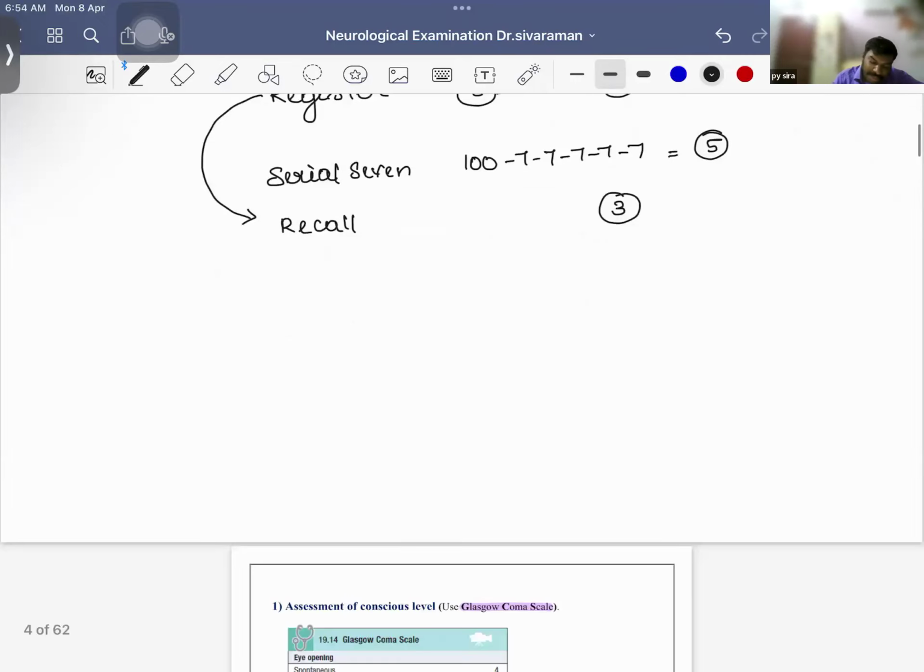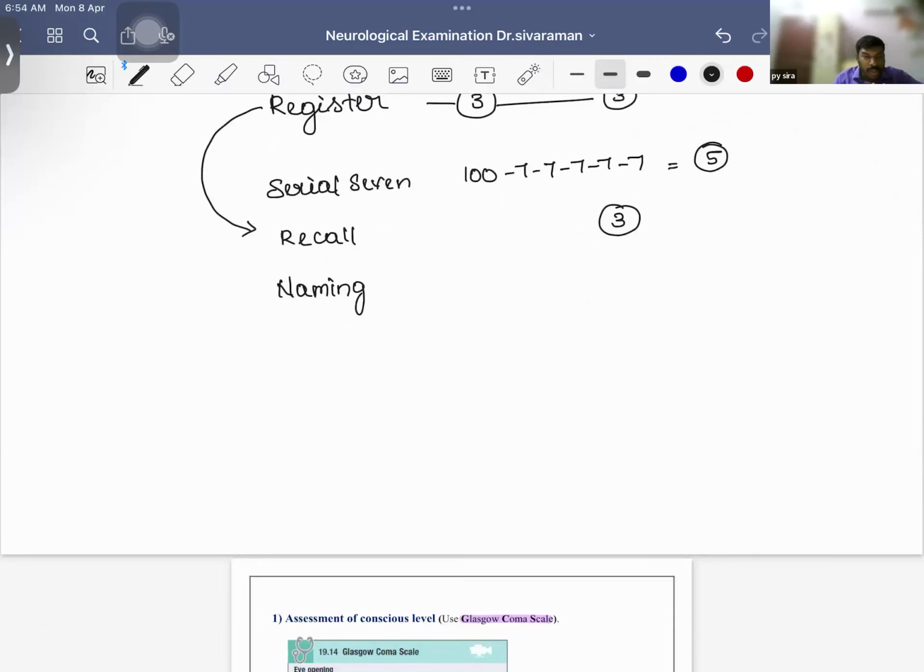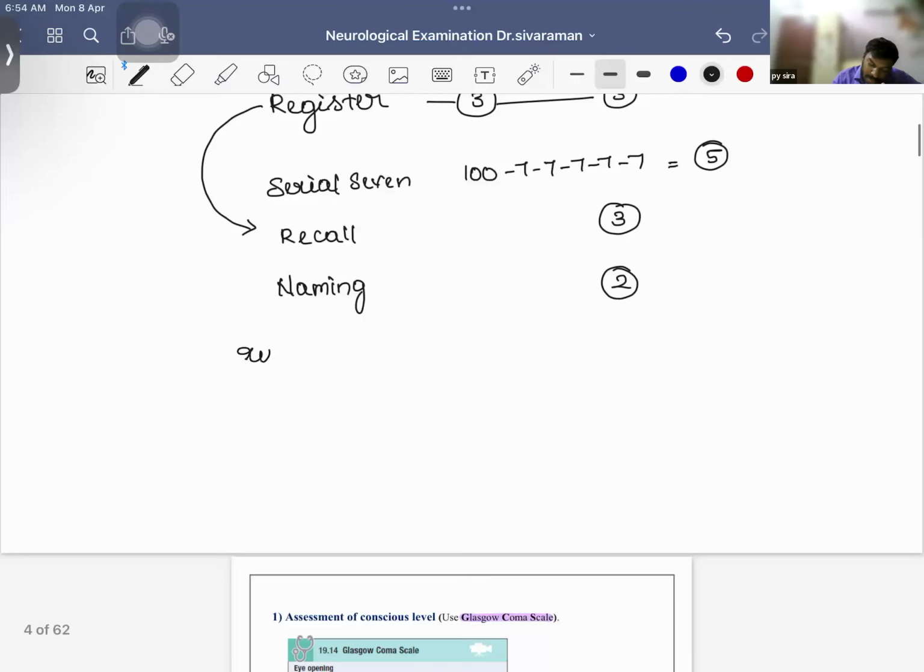Then next is naming. You show 3 objects and ask them what is the name of the object, and the score is 2. Then repeat a phrase. You tell them, hi, how are you, and tell them to repeat it. So the score is 1. Then verbal commands.